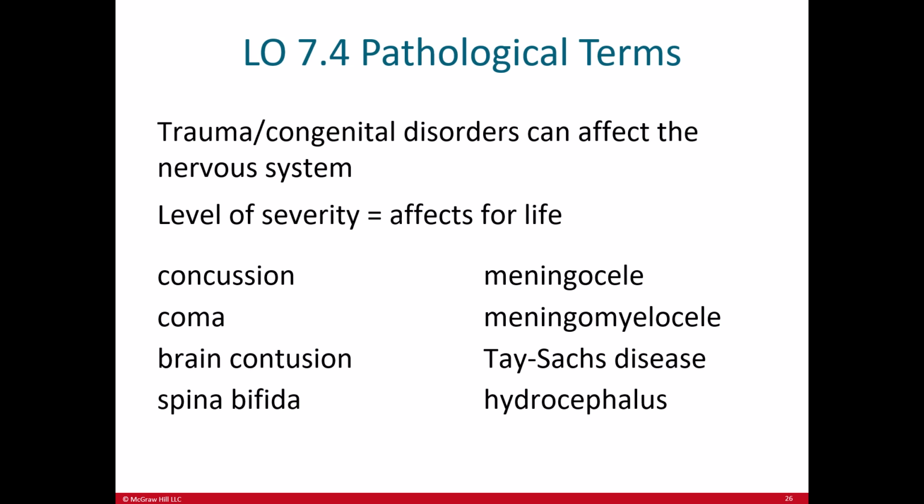Now contusion is our word for bruise, right? So this is just an isolated area in the brain that is affected. That is a brain contusion. Then we have spina bifida, meningocele, meningomyelocele, Tay-Sachs disease, and hydrocephalus. And we do know hydro means water. Hydro with a Y means water. Hydro with an I means sweat. So this is water on the brain.